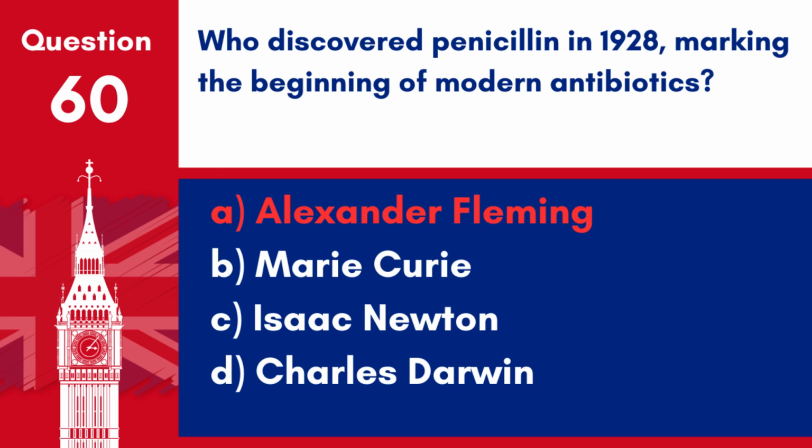Answer A. Alexander Fleming. Alexander Fleming discovered penicillin in 1928, which marked the beginning of the era of modern antibiotics.